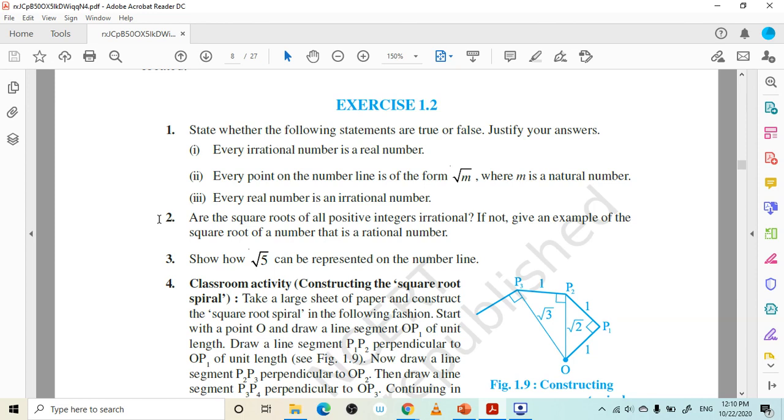Still, since I have already opened this, let us discuss the first question. Every irrational number is a real number. We just have to write true or false. Because in real numbers all kinds of numbers we can write. Because this is a PDF, I'm not able to write on it, so I'm not writing, but the first one is true.